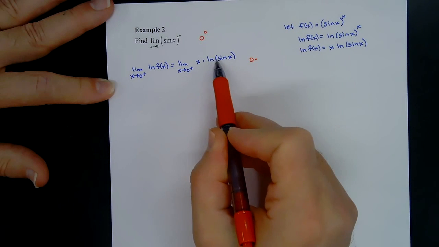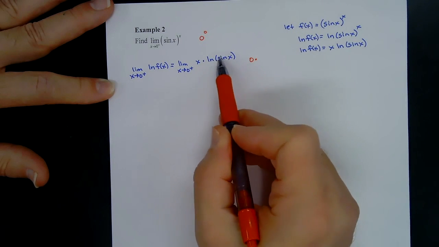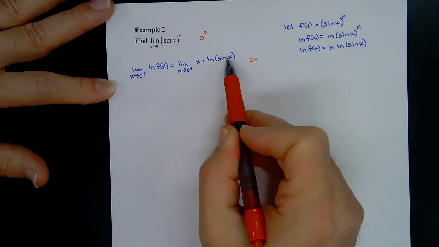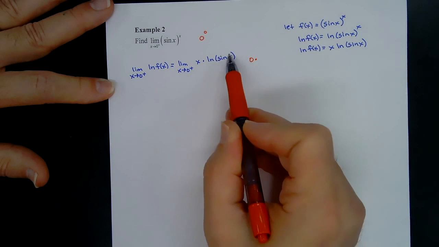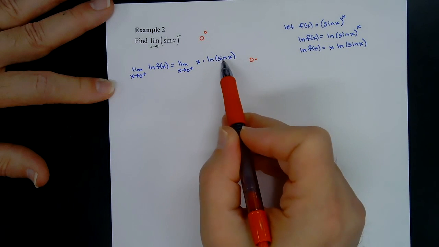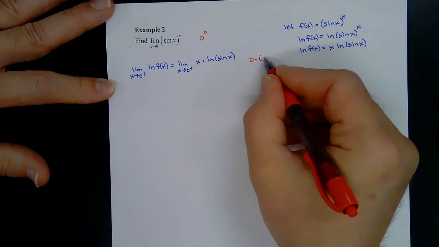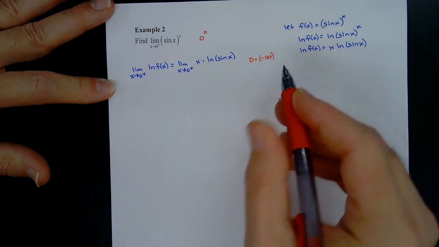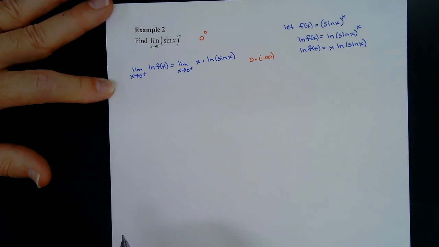That means ln of, this is getting closer and closer to 0. How is sine of x getting closer and closer to 0? It's coming from the positive side, all right? So that means what we're putting in the natural log is getting closer and closer to 0, but it's positive. And from the graph of ln of x, we know that that is equal to negative infinity. Okay, so we have the situation where we have a product, right? But we need a quotient to use L'Hopital's rule.